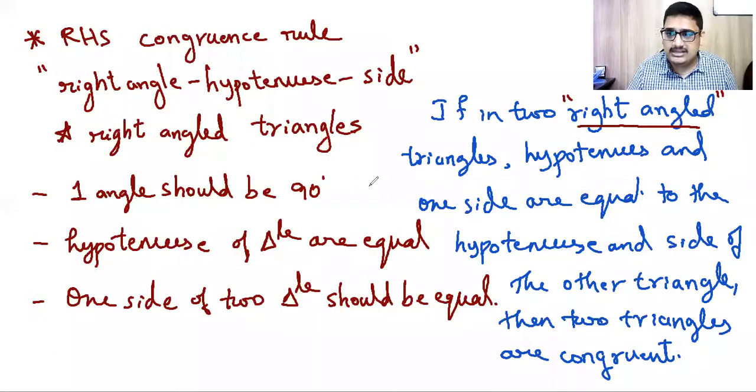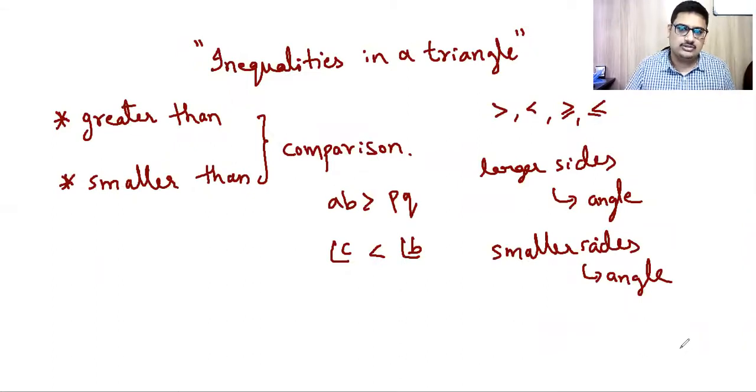So what are the quantities that we have to consider over here? One angle should be 90 degrees, hypotenuse of one triangle should be equal to hypotenuse of the other triangle, and one side of right angle triangle should be equal to one side of the other right angle triangle. Then two right angle triangles are congruent to each other by RHS congruence rule. And then we came to the last concept of this ninth triangles revision section, that is inequalities in a triangle.